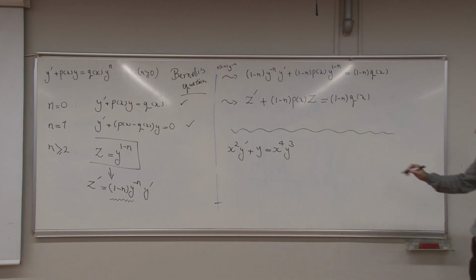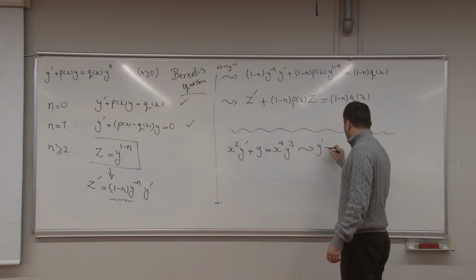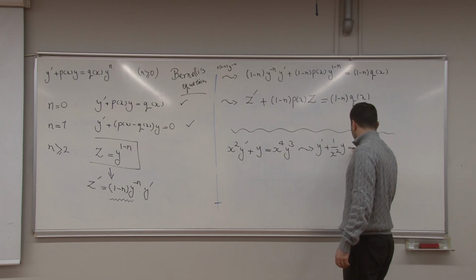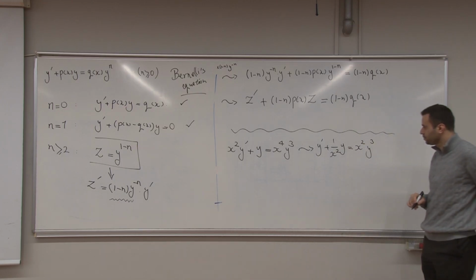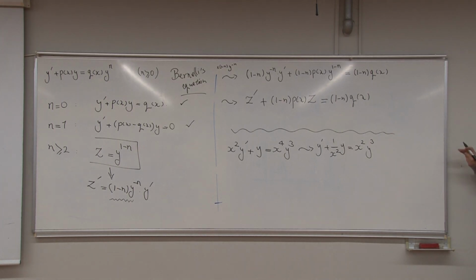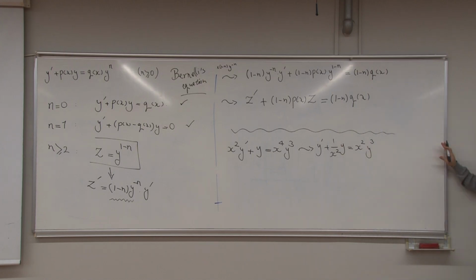Yes, just get rid of it. So it is going to be y prime plus 1 over x to the power of 2 y equal to x to the power of 2 y to the power of 3. Is it really visible that this is a Bernoulli equation or not?